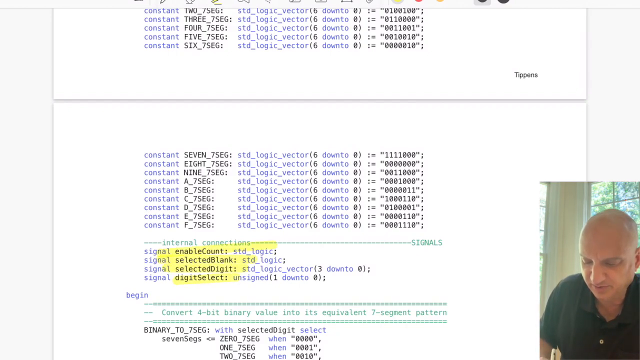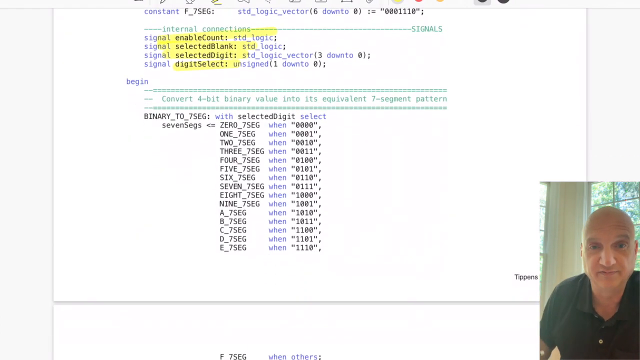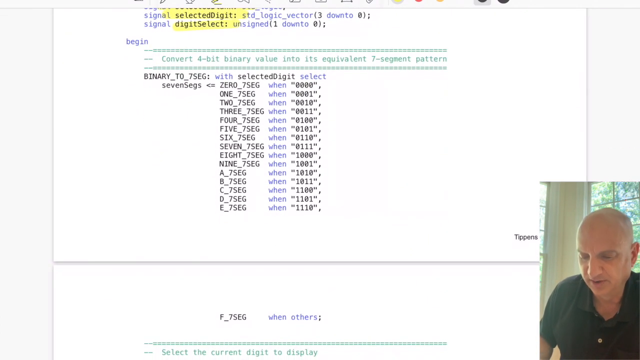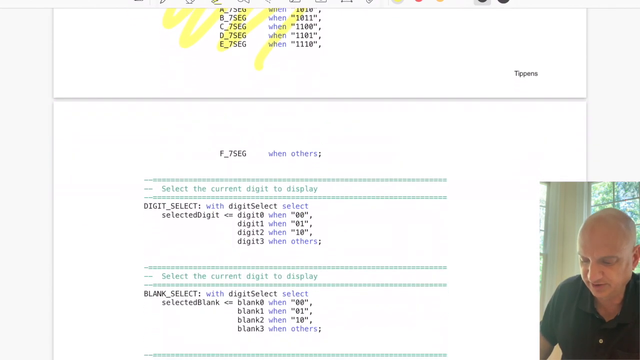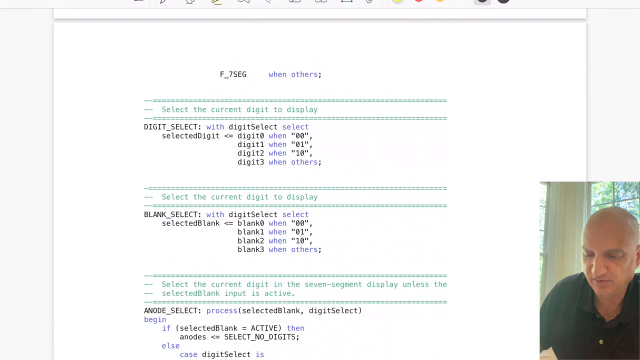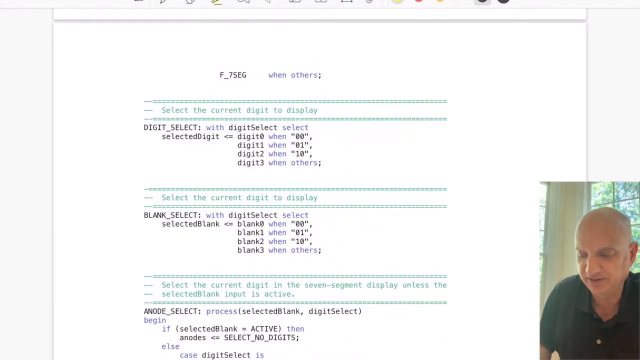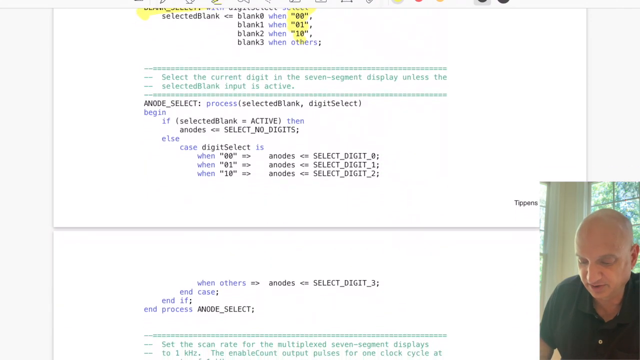We've set up internal signals, and those are all the internal signals in our design, such as enable counts, the selected blank, the selected digit, and then the digit select, which is actually that unsigned value that we were talking about before. That's right, so now we get into the binary to 7-segment converter, pretty standard. We've seen that in earlier examples. We've got the digit select, which is basically just a multiplexer that selects a digit based on what the input value is. Blank select, same exact thing, that's the multiplexer in our design.